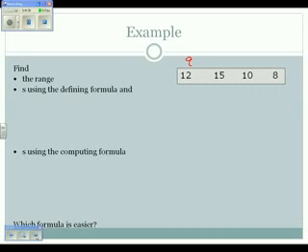Yeah, we could organize it first. So 8, 10, 12, 15 from least to greatest. Our least is the 8, so that's our minimum, and our 15 is the greatest, and that's our maximum. So the range is max minus min, or 15 minus 8, which is 7. Are there any questions on that?